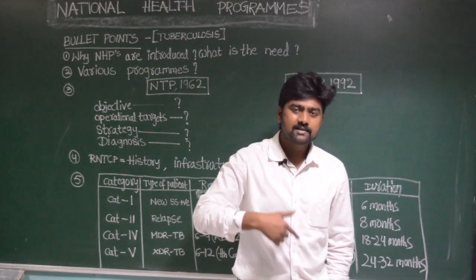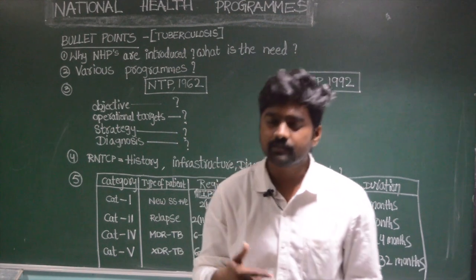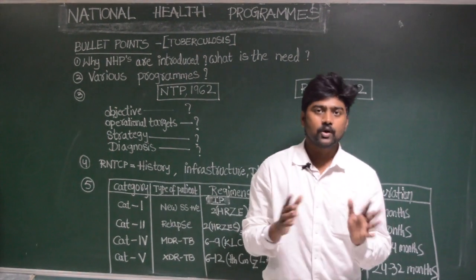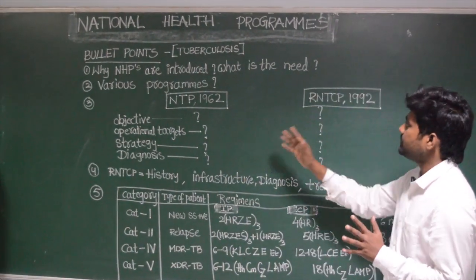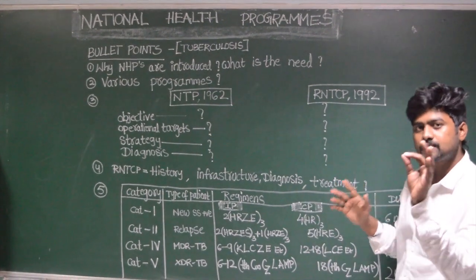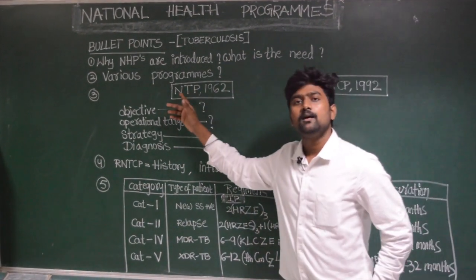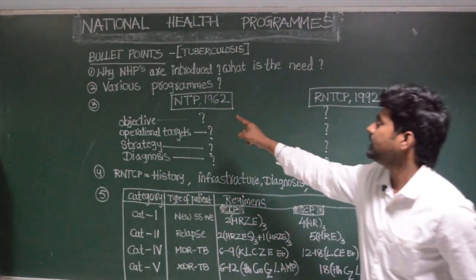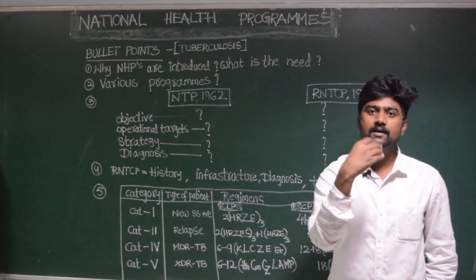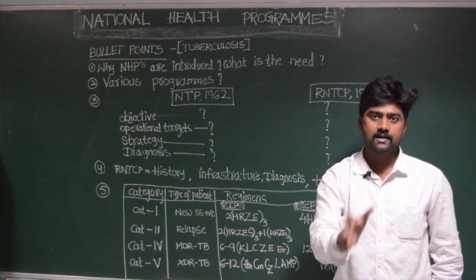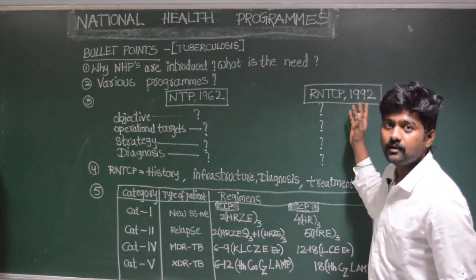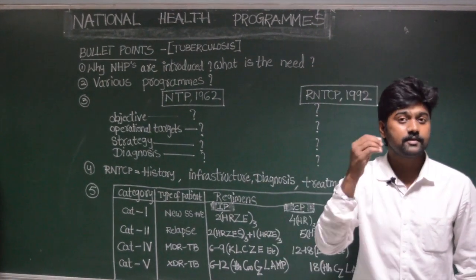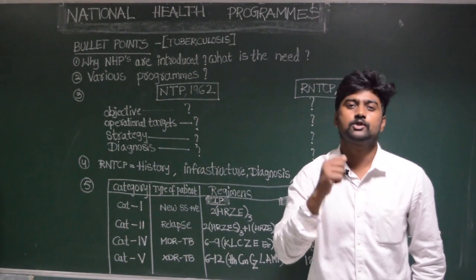Then things began to change. If you closely look at the relative parameters and compare both programs, you can clearly understand what these programs are. If you look at NTP and RNTCP simultaneously, what are the objectives? For NTP, the objective is diagnosing and treating: we just have to diagnose who is affected and treat. Whereas for RNTCP, the objective is to break the chain of transmission. It really plays a crucial role in the eradication of the disease.